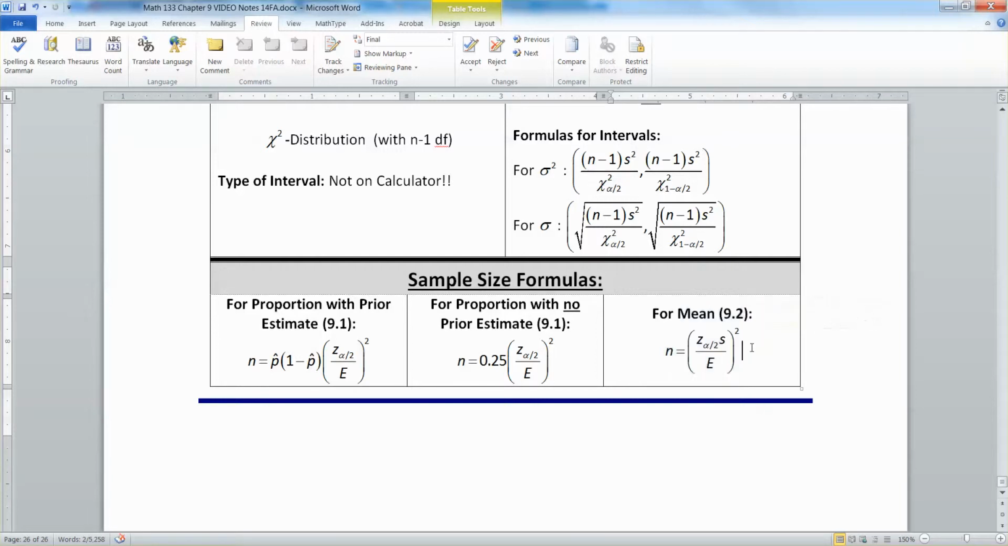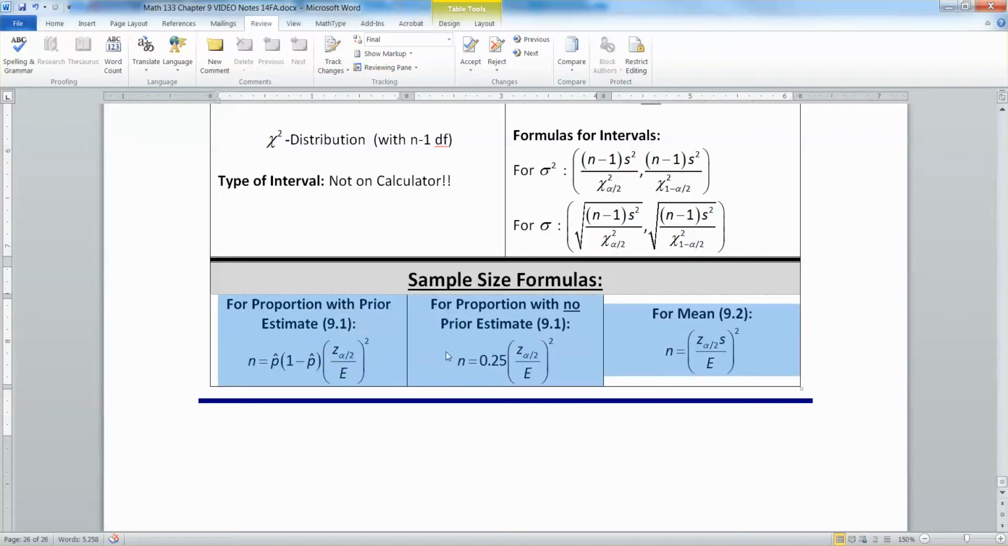And don't forget that S is your sample standard deviation. The same sample standard deviation you've known since chapter 3. Often these problems, it'll be given to you in the instructions. So you'll just have to read and figure out which part is the sample standard deviation. And then the z alpha over 2 gets calculated from knowing your confidence level.